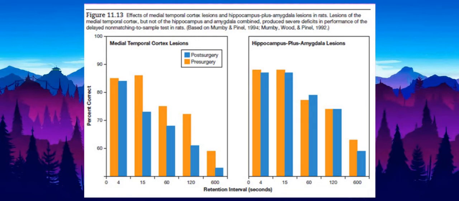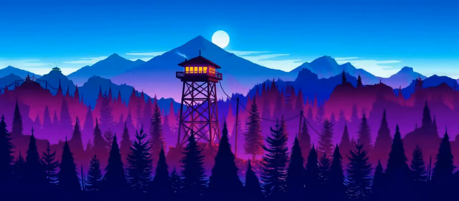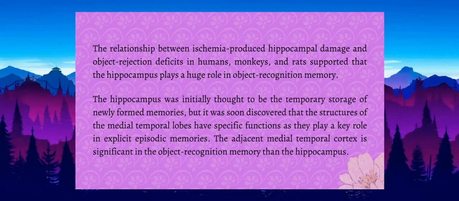This has been further studied in monkeys by Zola-Morgan et al. in 1992 and in rats by Wood et al. in 1993. Global cerebral ischemia leads to a loss of CA1 hippocampal pyramidal cells and severe deficits in performance on the delayed non-matching to sample test. The relationship between ischemia-produced hippocampal damage and object recognition deficits in humans, monkeys and rats supported that the hippocampus plays a huge role in object recognition memory.